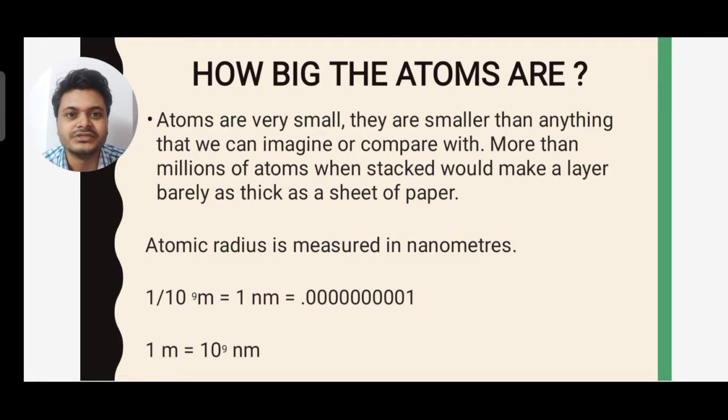So atomic radius is measured in nanometers. 1 by 10 to the power 9 meter is equal to 1 nanometer, that is equal to 0.0000000007. So 1 meter is equal to 10 to the power 9 nanometers. So you can imagine how small atoms are.